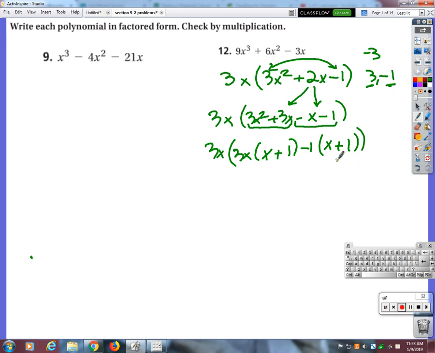And then the fact that these two came out to be the same is not a coincidence. That means that we've done this correctly. So we still have the original 3x that we factored out in the very beginning. Then I'm going to factor an x plus 1 out of both of these. If I factor an x plus 1 out of this, I'm left with... if I factor an x plus 1 out of this, what am I left with? 3x. And if I factor an x plus 1 out of this, I'm left with negative 1. Okay? So that final factorization is 3x times x plus 1 times 3x minus 1.